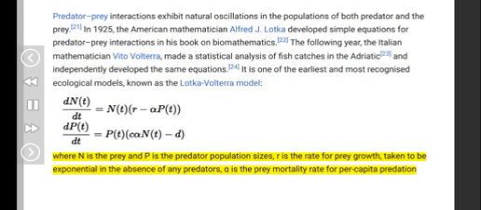Where n is the prey and p is the predator population sizes, r is the rate for prey growth, taken to be exponential in the absence of any predators, alpha is the prey mortality rate for per capita predation, also called attack rate, c is the efficiency of conversion from prey to predator, and d is the exponential death rate for predators in the absence of any prey.